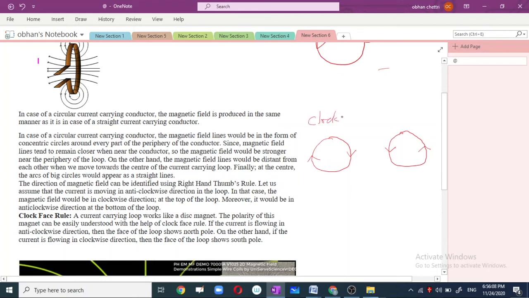Clockwise, and this is anti-clockwise. I haven't written the complete word. In the word anti-clockwise, you can find N, right? So you can remember that inside the face of the circular loop, anti-clockwise means north pole. And if it is the north pole on one face, of course the other face will be the south pole, right? You can remember it in this way.